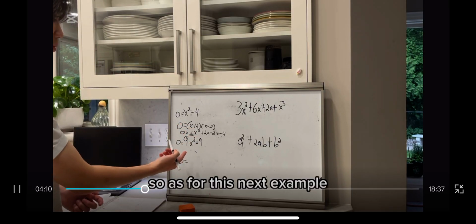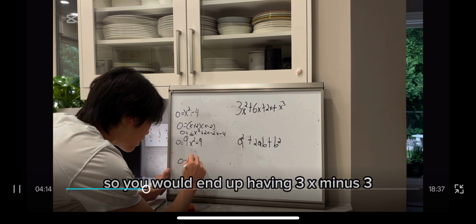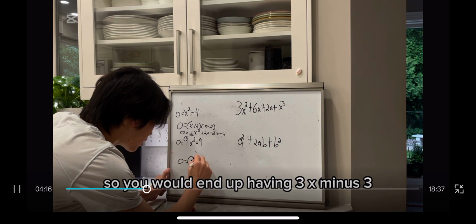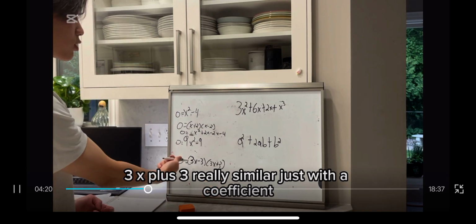As for this next example, you can also have a difference of squares with a coefficient as well. So you would end up having 3x minus 3, 3x plus 3. Really similar, just with a coefficient.